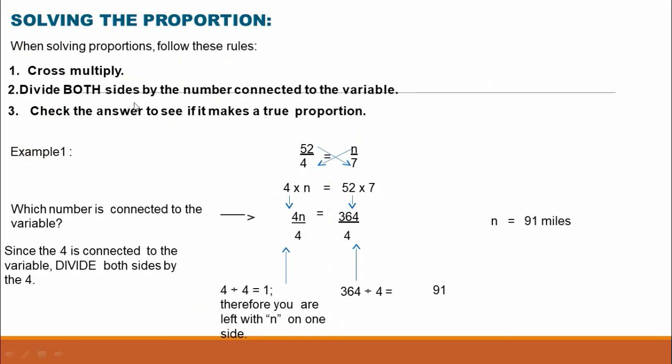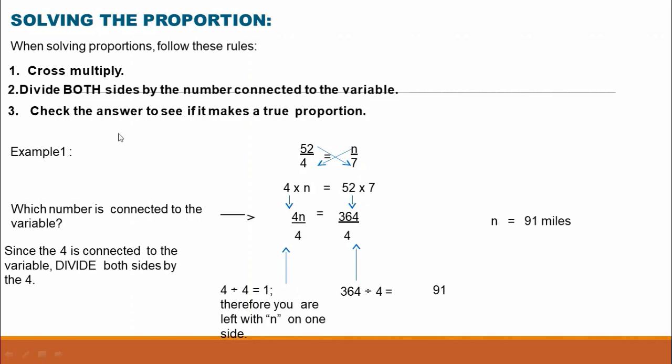Now, solving a proportion. How do we solve a proportion? As I have already told you, first of all use cross multiplication, then divide both sides by the number connected to the variable, and then check the answer to see if it makes a true proportion. For example, in this example we have two ratios in proportion. 52 divided by 4 is the first ratio, and n divided by 7 is the second ratio, where n is the unknown quantity value.